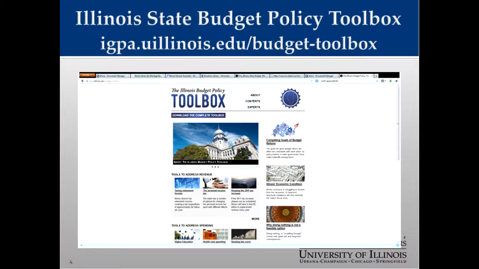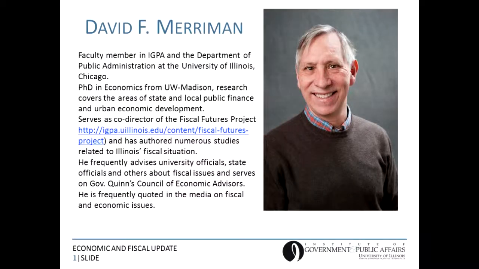So with that, let me turn it over to my colleague David Merriman, who is a faculty member at IGPA and the Department of Public Administration at UIC. He's an economist with his degree from the University of Wisconsin-Madison, which is a fantastic graduate school, I can assure you. And he is also a member of Governor Quinn's Council of Economic Advisors, and you can read his bio there. So, David?